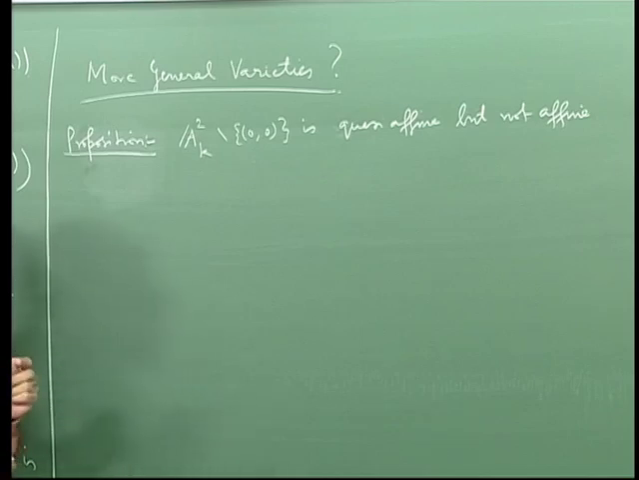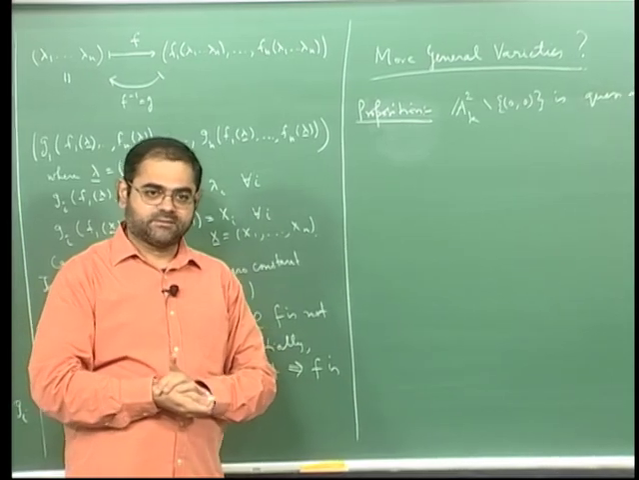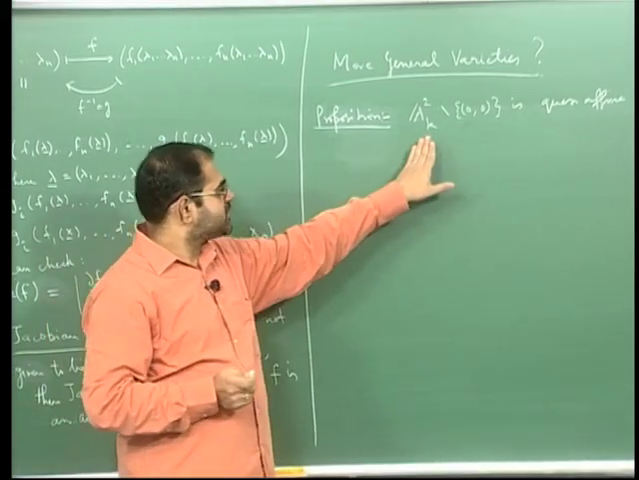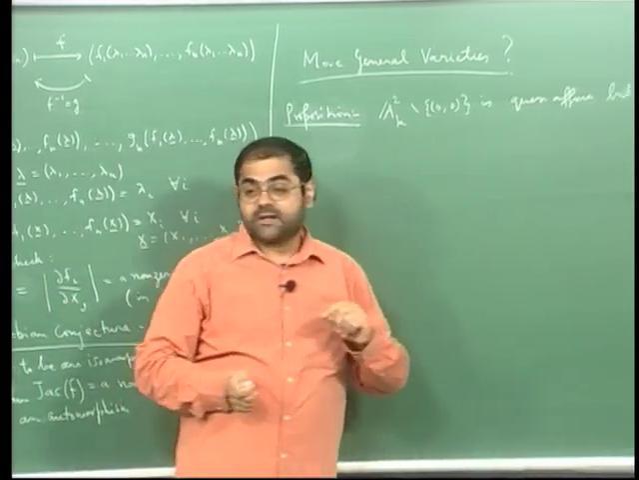So what are we going to do? First, let's understand the statement. It's quasi-affine because it's an open subset of an affine variety. Namely, it's an open subset of A2, and it's a non-empty open subset, because I've only deleted the origin. It's the complement of the origin. So it's certainly a quasi-affine variety. But I want to show it's not affine.